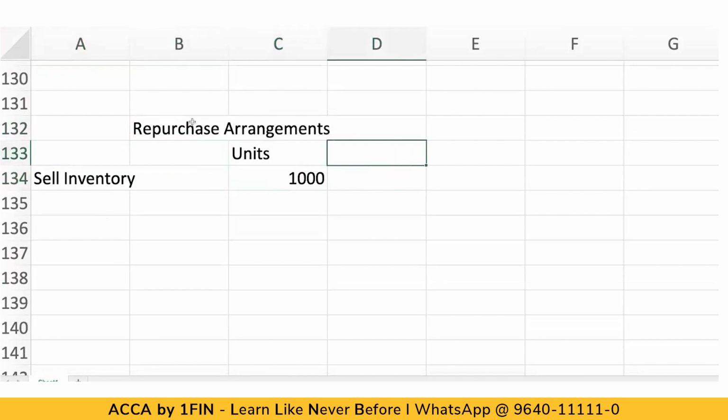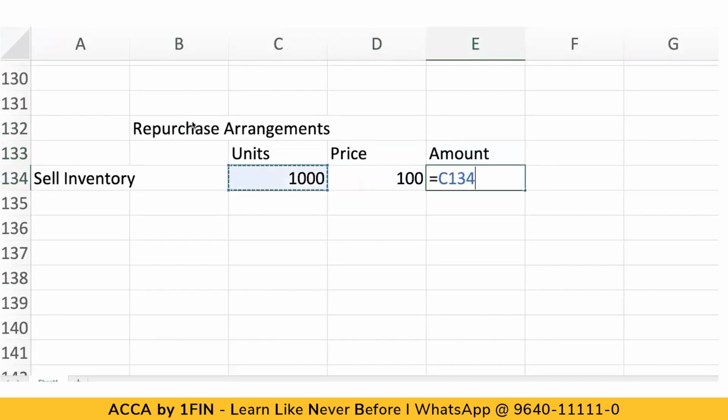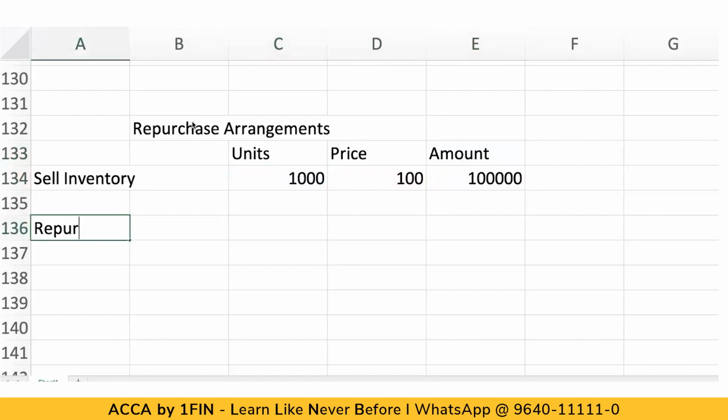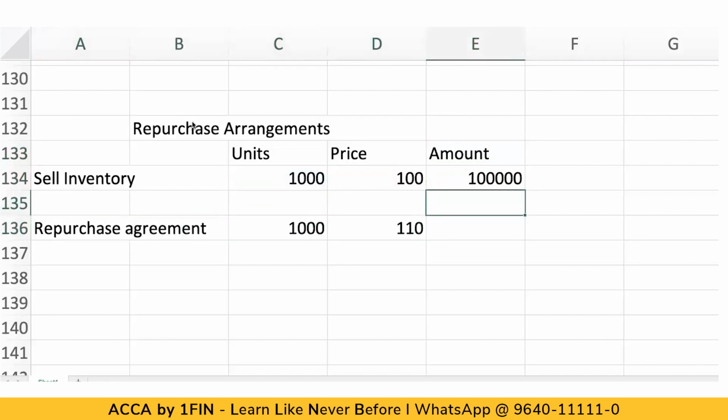I sold inventory, 1000 units. Price is 100 per unit. Amount is 1000 into 100. Then I have a repurchase agreement for the same 1000 units at 110. So when I sell inventory, I get money, and I'm saying after 3 months, I will buy back the same inventory by paying 110.